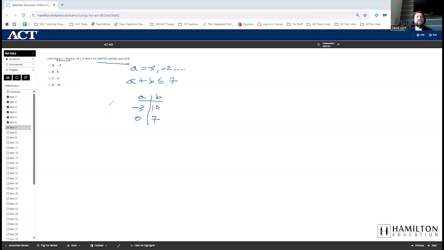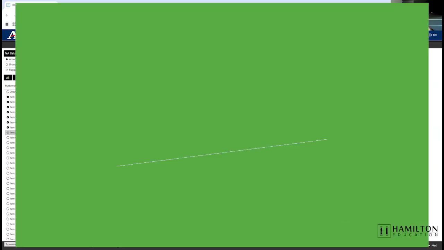Now be careful of that because sometimes they do subtraction and then that's the exact opposite. So for example, if you have A minus B less than or equal to 7, you'd want B to be big, so that way it would make it overall seem small. So keep an eye out for that. But for this one, we got A is -3, then B is 10, and the answer is D.